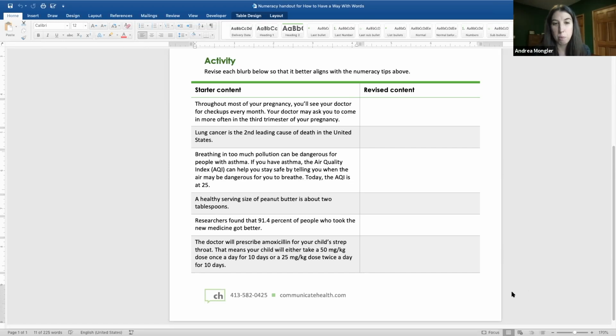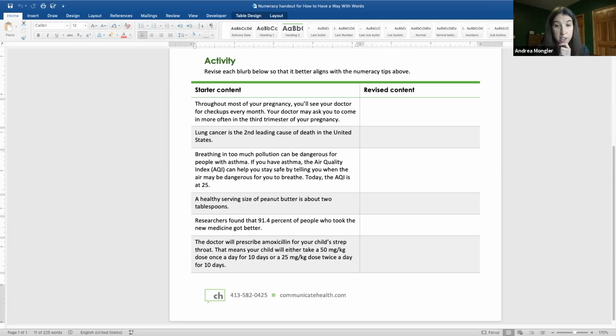Researchers found that 91.4% of people who took the medicine got better. This is probably a thumb pad, about the same size as a thumb pad. Interesting. Golf ball size is probably good. Researchers found that 9 out of 10 people who took the new medicine got better. Probably that's going to be easier for people to understand.